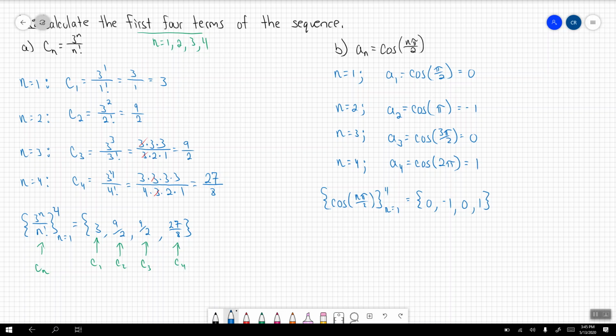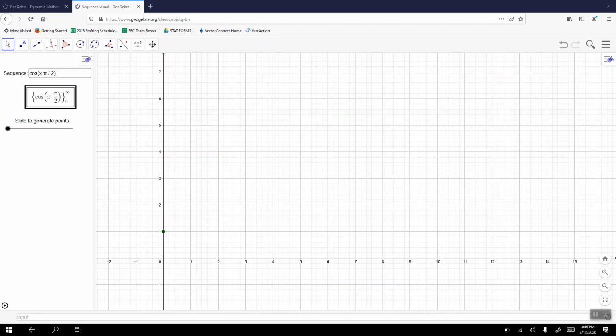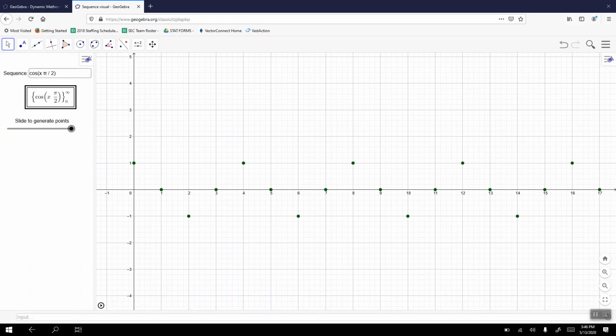Just like that. So let's go back and look at this sequence on GeoGebra, and see what is taking place within that sequence. All right, so here we are. I typed in the function here, the function being cosine of x times pi divided by 2. The variable that I'm using is x here for GeoGebra, but for the class example I used n, which at the end of the day shouldn't make a difference what the variable is. Typically we like to use n, but at the end of the day it does not matter. All right, so I want you to look at that sequence.